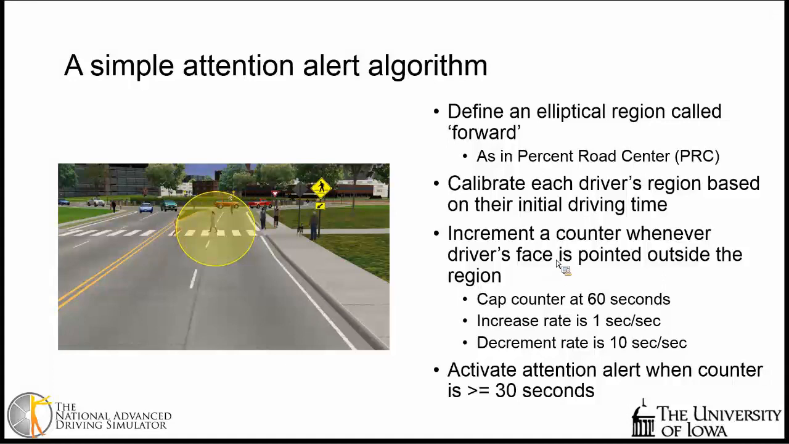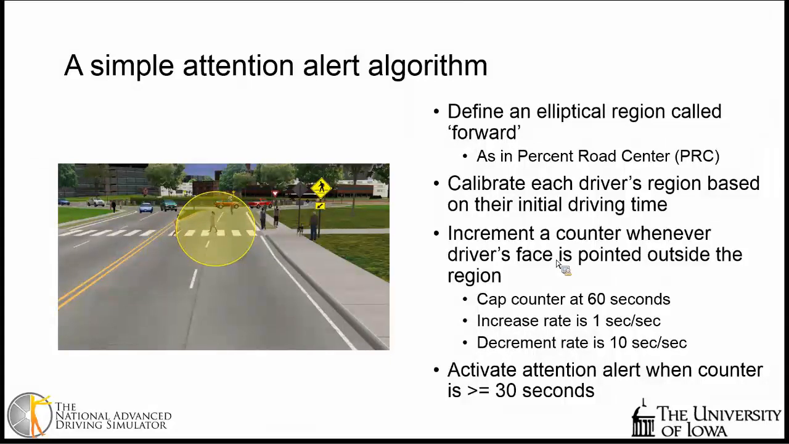And then the algorithm is very simple. We just start to increment a counter whenever the driver's face is pointed outside of that region, and it increments at 1 second every second. So it just ramps up over time, and then we cap it at 60 seconds. It can't go above that. And then when the driver looks back at the forward scene and they're within the ellipse, then we start to decrement that counter and let it fall. But we let it fall much more quickly, about 10 times the rate that it climbed. So it could fall back to zero fairly quickly.